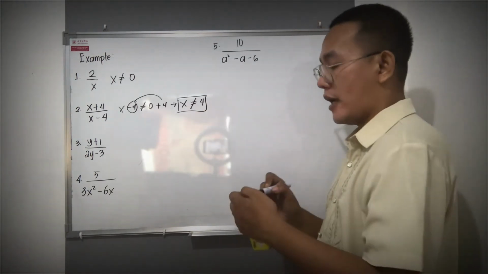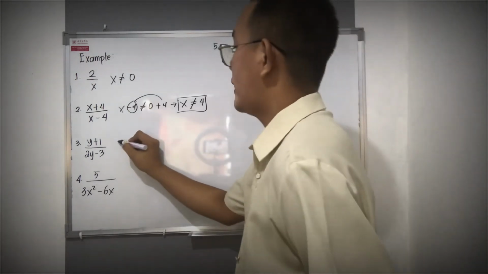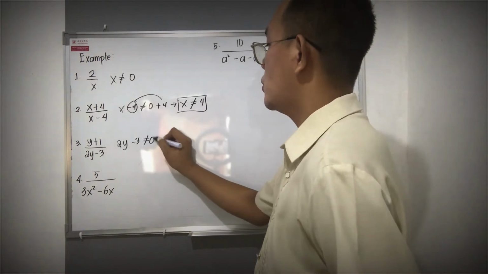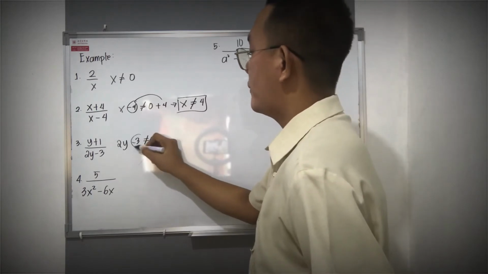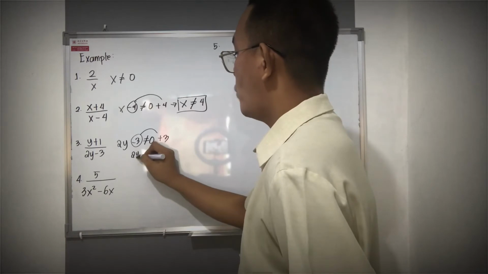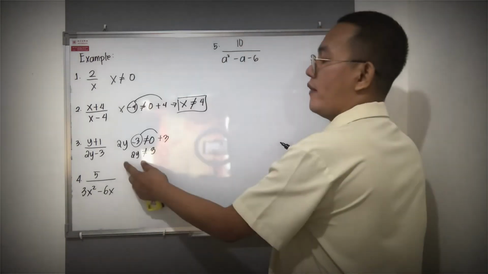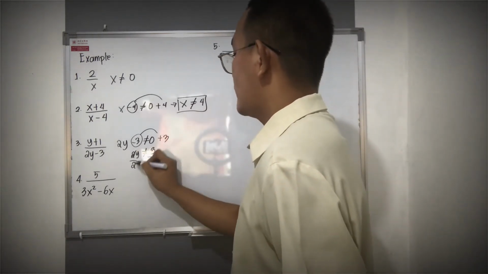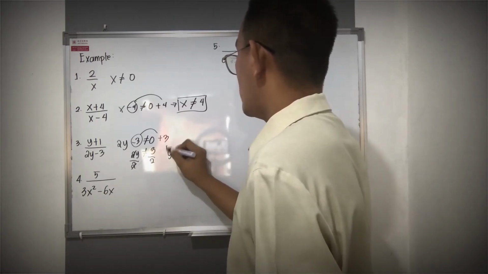Next, number 3. y plus 1 over 2y minus 3. Our denominator is 2y minus 3 not equal to 0. To get the value of y, we move negative 3, which becomes positive 3. So 2y is not equal to positive 3. To get the value of y, we divide both sides by 2. Cancel, cancel. y is not equal to 3 halves.